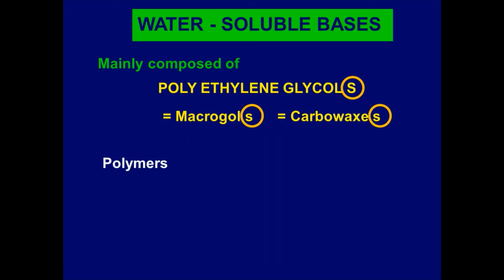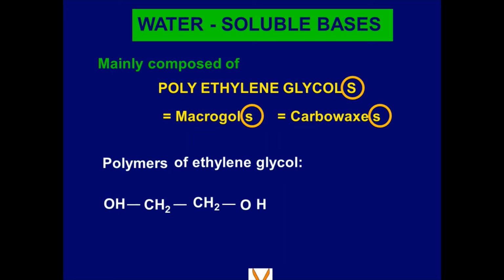Polyethylene glycols are polymers of ethylene glycol. This is ethylene glycol. This hydrogen can be substituted with another molecule of ethylene glycol, and further substituted many times according to the number of units of ethylene glycol in the molecule of polyethylene glycol. The number of units of ethylene glycol in the molecule determines the molecular weight of polyethylene glycol, or macrogol, also called carbowax.